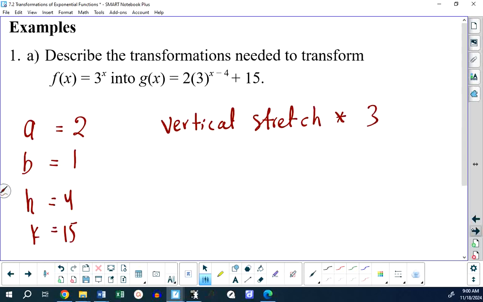Sorry. There is a vertical stretch by a factor of 2. Don't abbreviate stuff on a written response. We've just been away for a week, and I want to remind you of a few things. You would probably write vertical stretch by a factor of 2. There is no horizontal stretch. There is a translation of 4 units to the right.